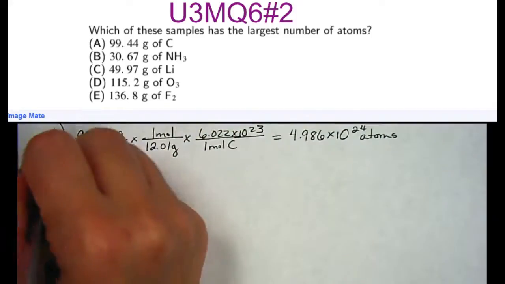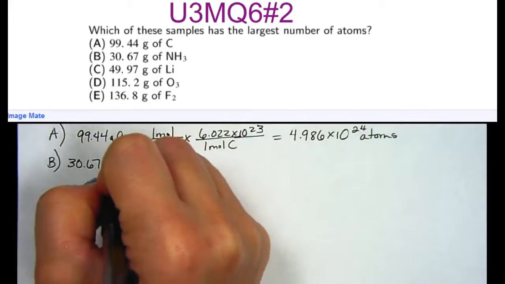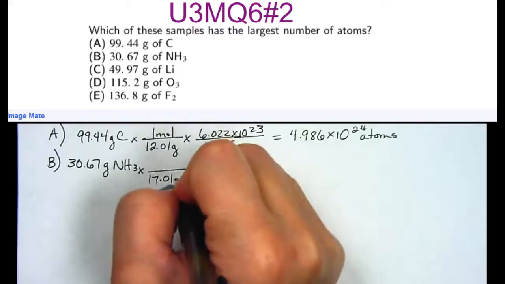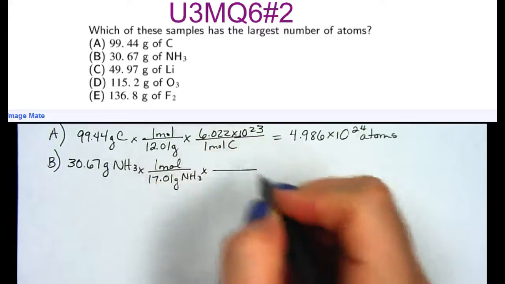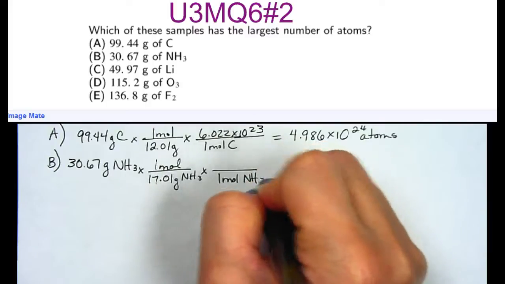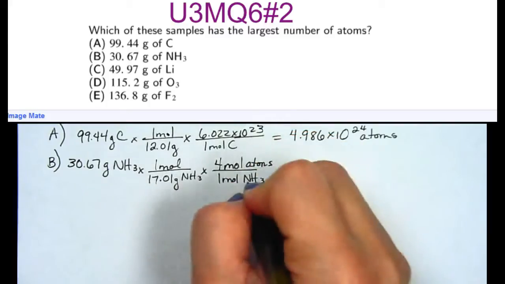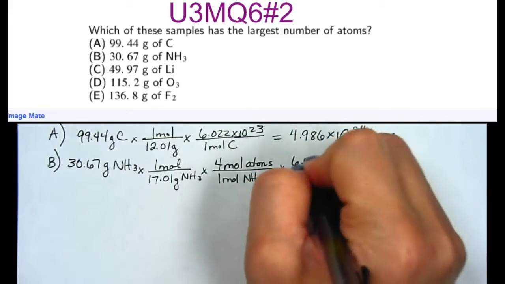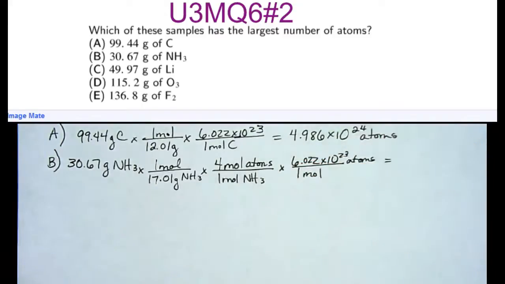Let's see letter B. We're given 30.67 grams of ammonia, that's NH3. On the periodic table, there are 17.01 grams of ammonia in 1 mole. And now we want to know the number of atoms total. So in 1 mole of ammonia, there are a total of 4 moles of atoms: 1 nitrogen plus 3 hydrogens. And then I need to multiply that times Avogadro's number in order to know the true total of atoms.